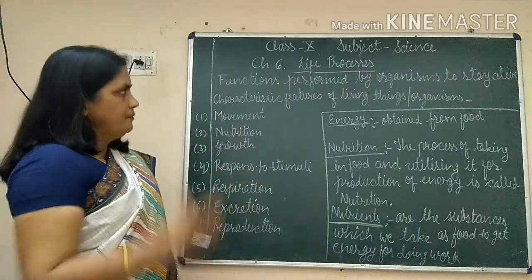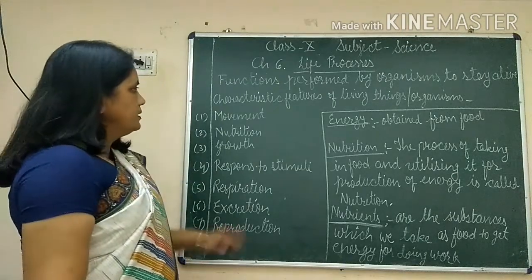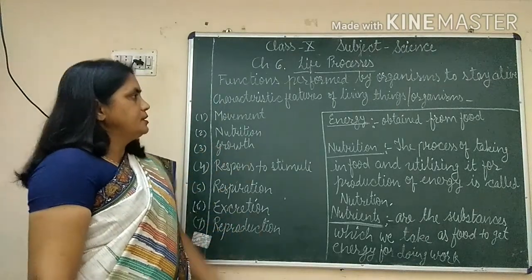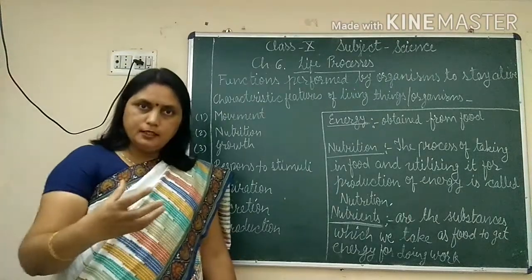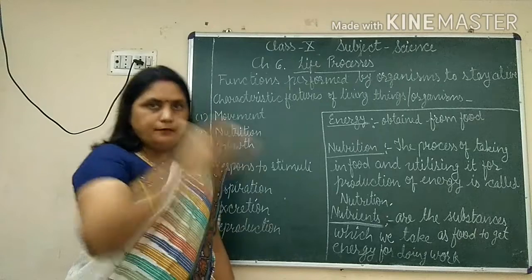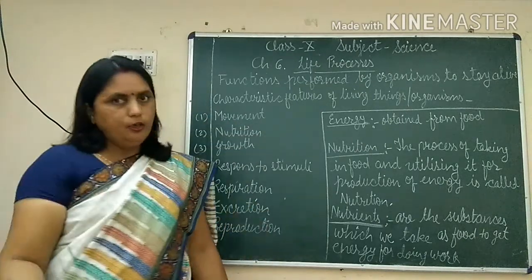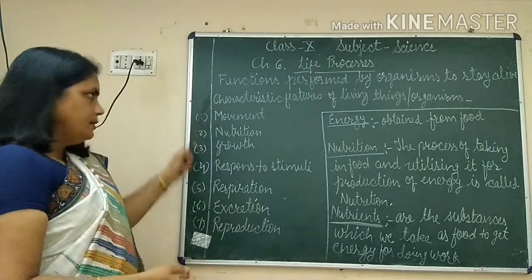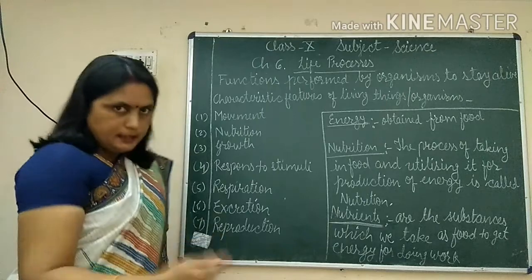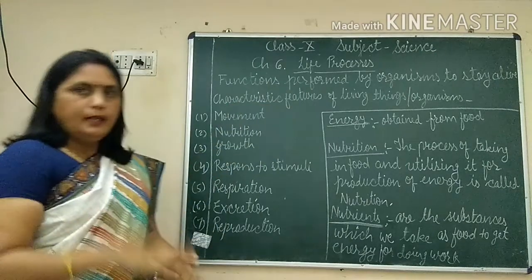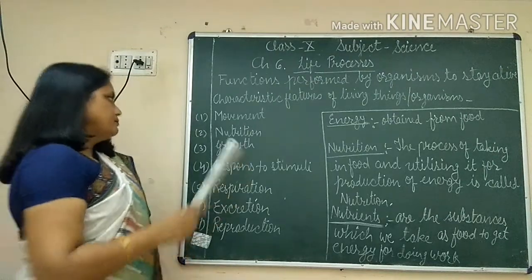Now before we discuss all the life processes in detail, let us understand what are the characteristic features of living things or organisms. That is, what are the features observing which we can decide whether this thing is living or non-living. So these are the various features observing which we can know that yes, this thing is living, and if they do not have those features, then they are non-living.